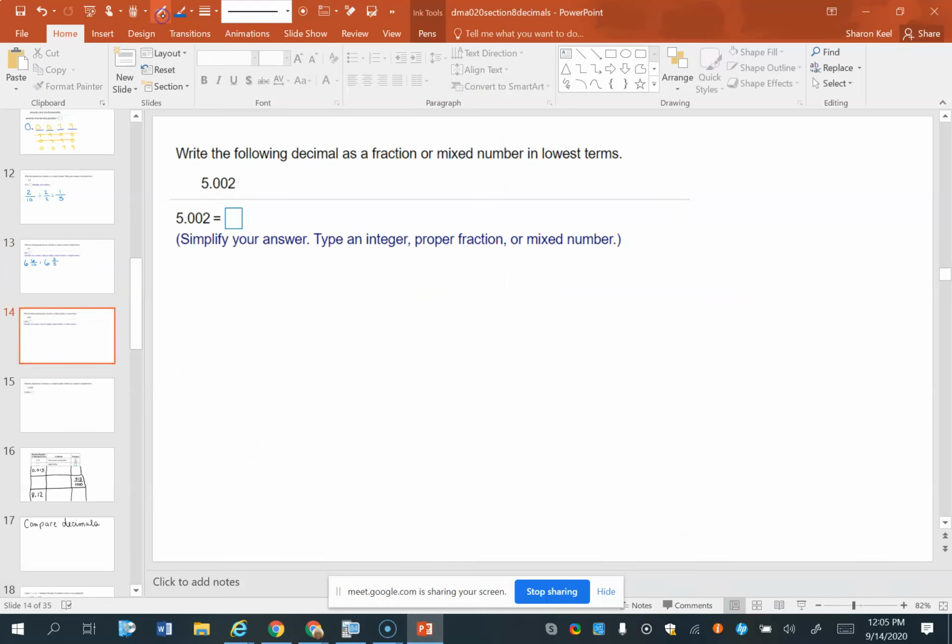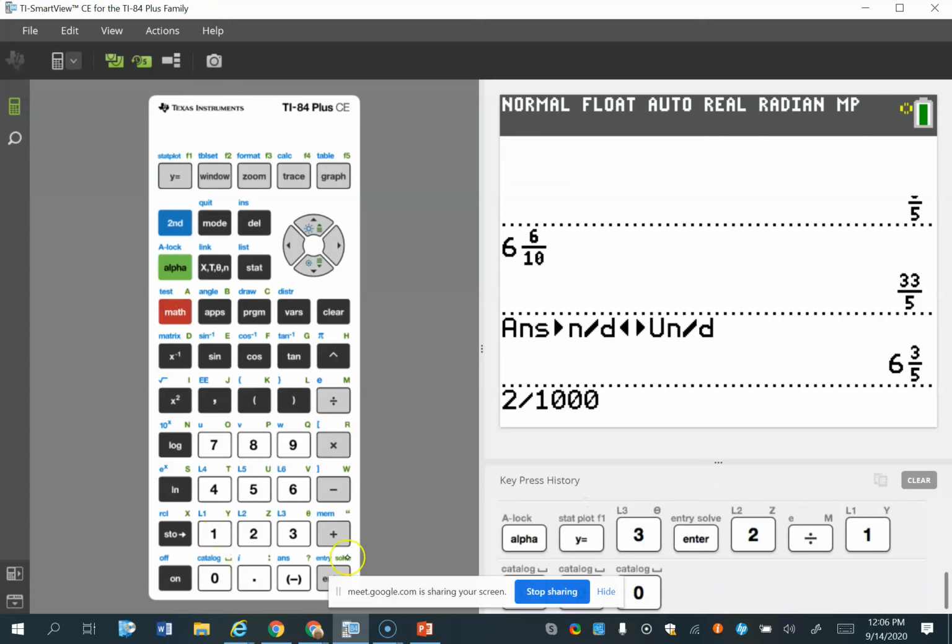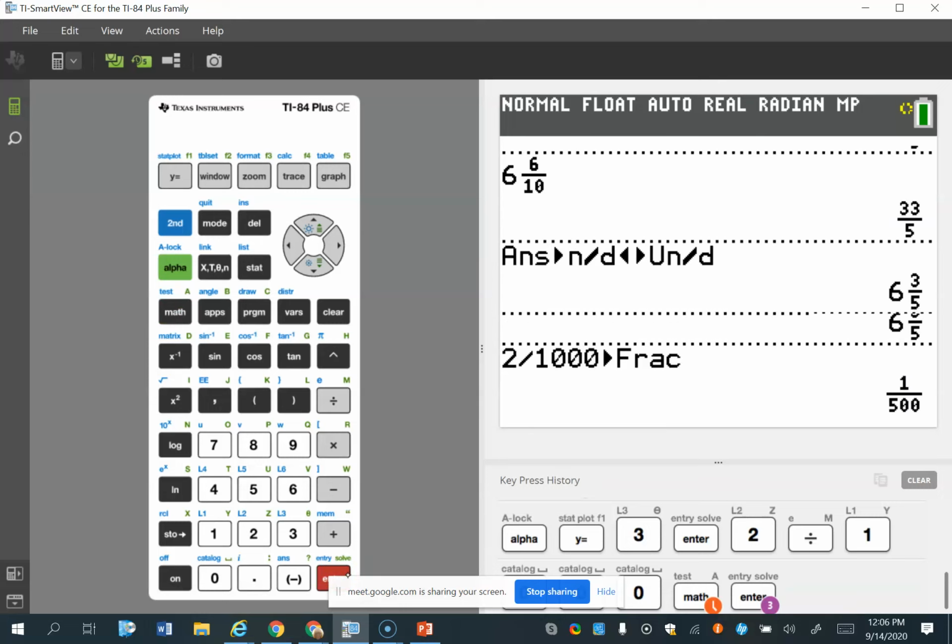As we continue here, we want to write the following decimal as a fraction or mixed number in lowest terms. Our whole number here is 5. We read this as a 2, and the place value is tenths, hundredths, thousandths. So that will be 2 over 1,000. Both of these are even. We can divide them by 2. 2 divided by 2 is 1. Half of 1,000 is 500. And 1 over 500. You could easily key that in as your 2 divided by 1,000. Math, enter twice, and that will convert that to your 1 over 500.